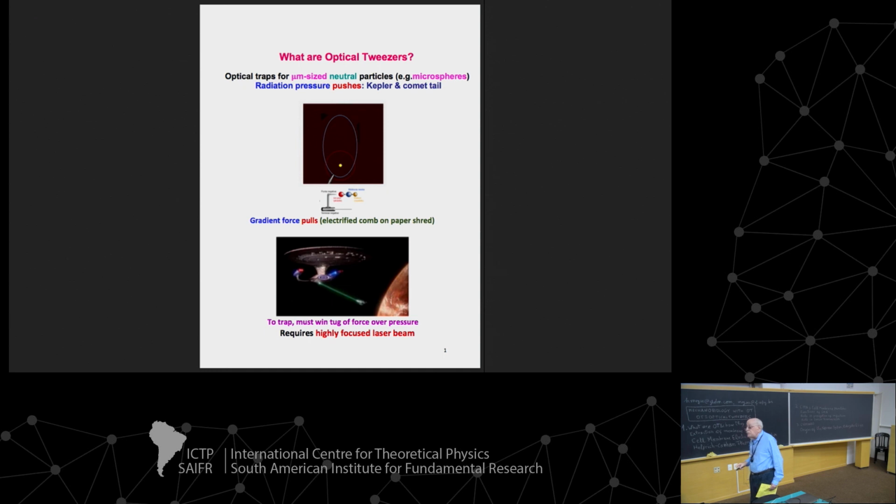And Kepler ascribed this, at the time they had the corpuscular theory of light, to a shower of light particles pushing on the comet tail, which is made up of essentially ice particles.